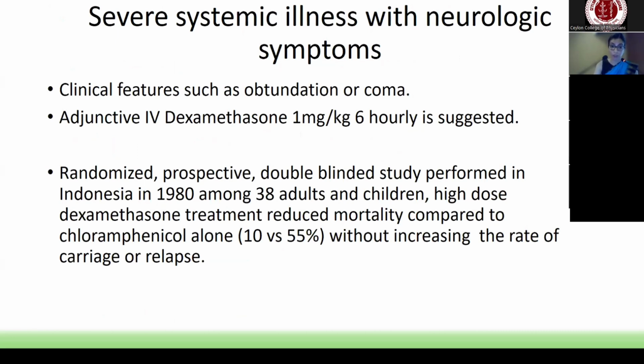A randomized prospective double-blind study performed in Indonesia in 1980 among 38 adults and children showed that high-dose dexamethasone treatment reduced mortality compared to chloramphenicol alone, 10 versus 55%, without increasing the rate of carriage or relapse.